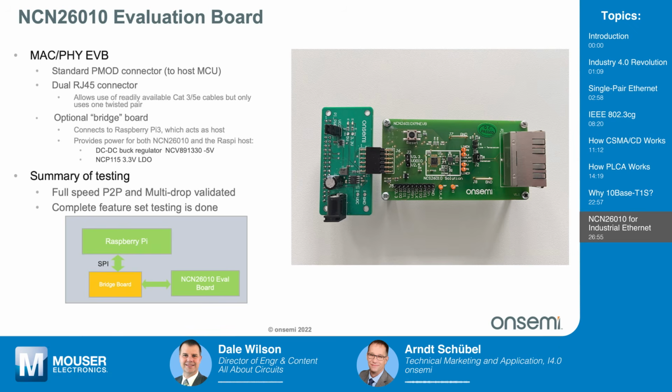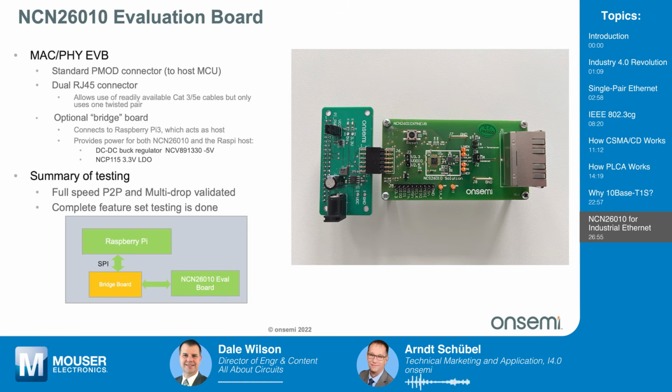We do have an eval board or eval kit. So basically here you see a picture of the eval board. And it contains, for an easy start, we have this connect to a Raspberry Pi. For best results, if you connect it to Raspberry Pi 3 as a host, you can use the system and turn the Raspberry Pi into a fully enabled 10BASE-T1S node.